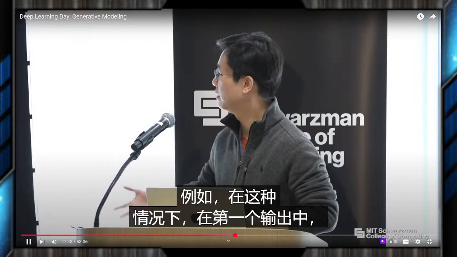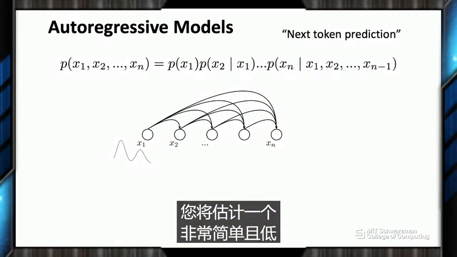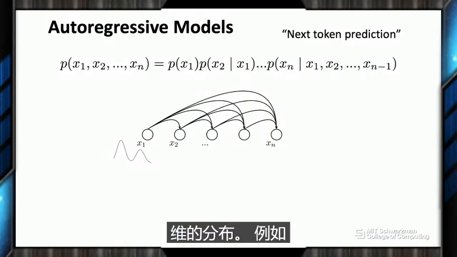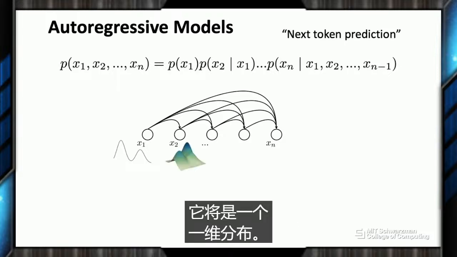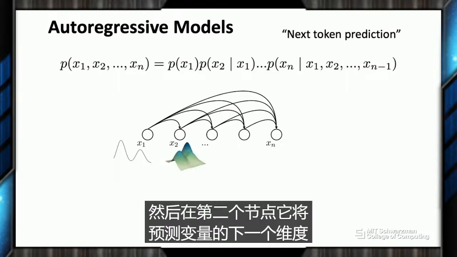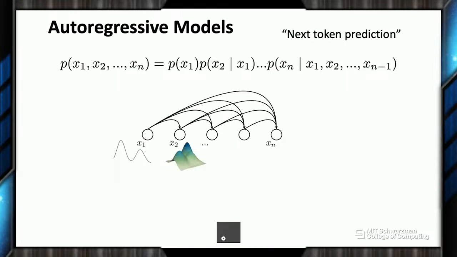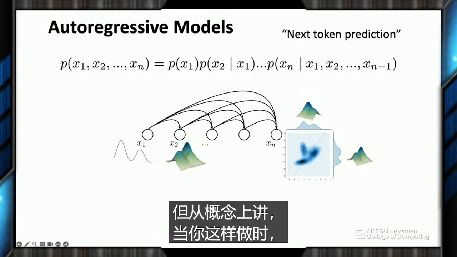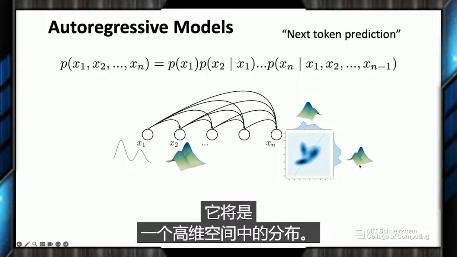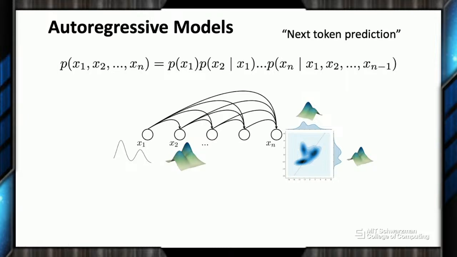So for example, in this case, in the first output, you will estimate a very simple and lower dimensional distribution. In this illustration, for example, it would be a one-dimensional distribution. And then in the second node, it will predict the next dimension of the variable, then it will be a two-dimensional distribution, and so forth. It will be difficult to visualize a higher dimensional distribution, but conceptually, when you do this, it would be a distribution in a high-dimensional space. So this is the key idea of autoregressive modeling.